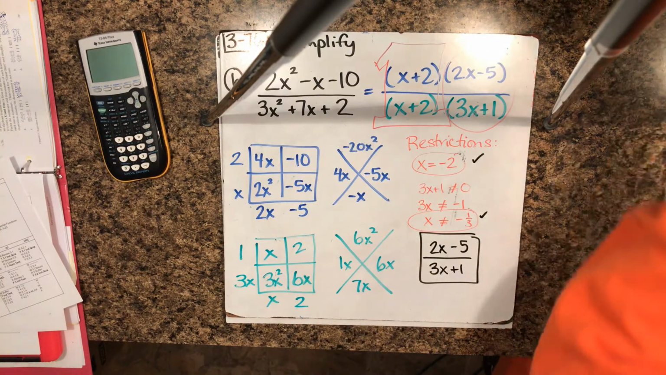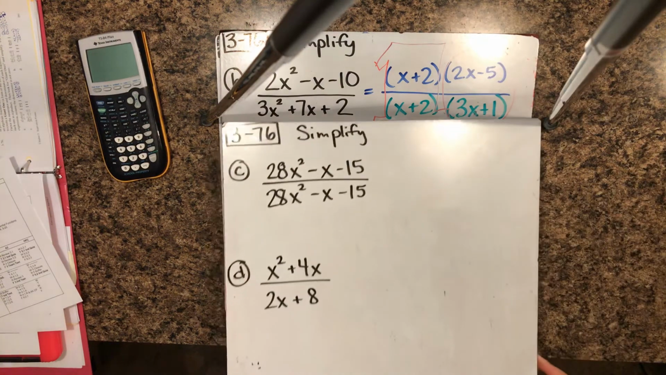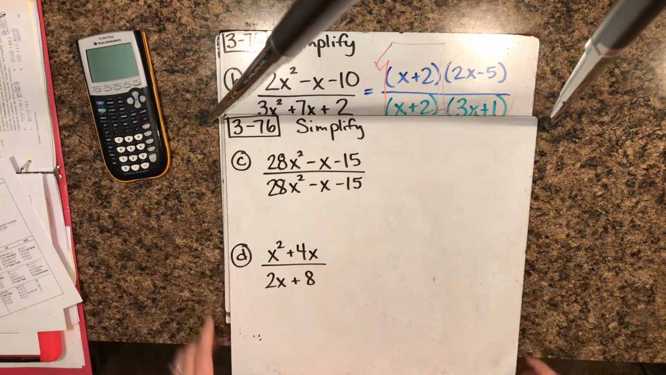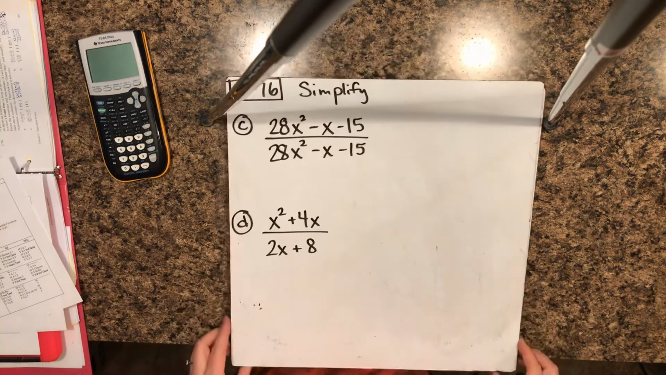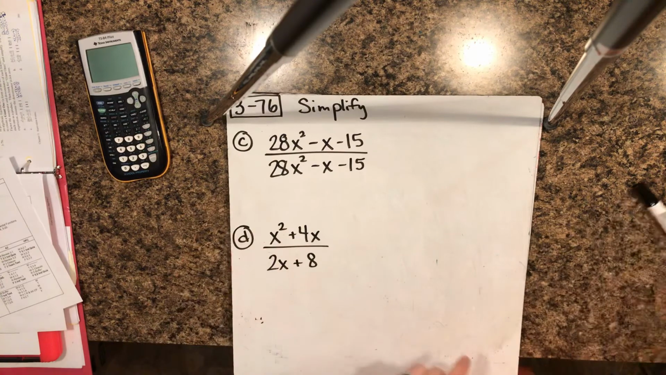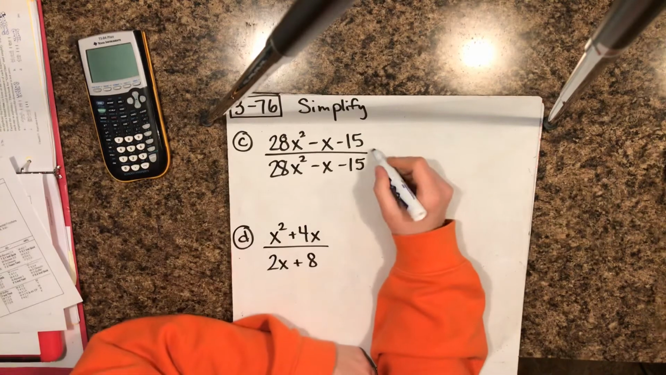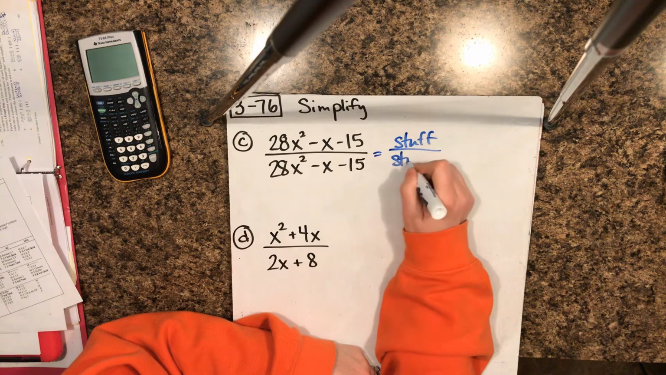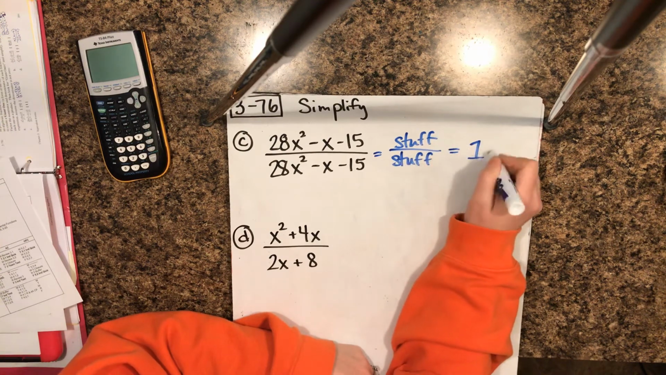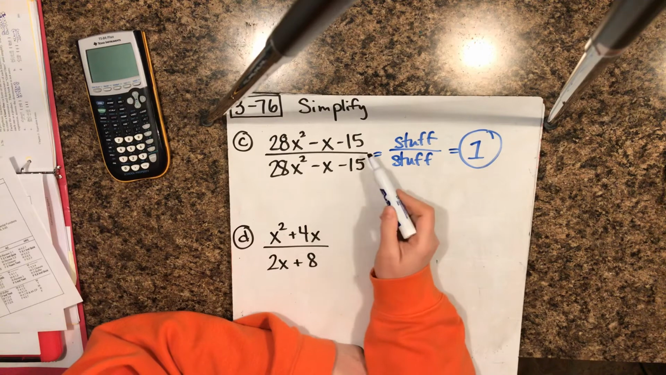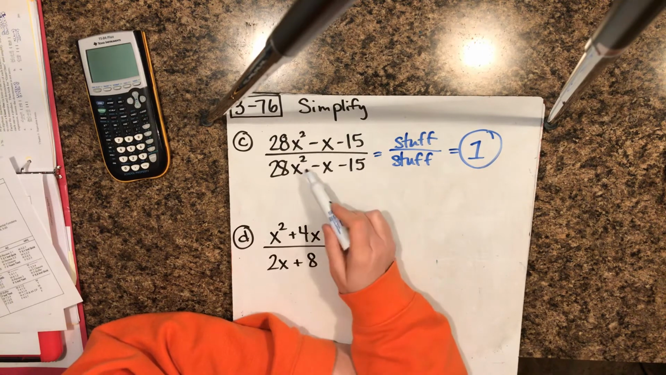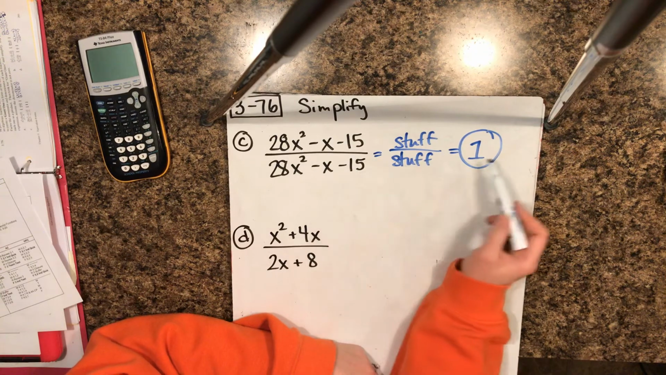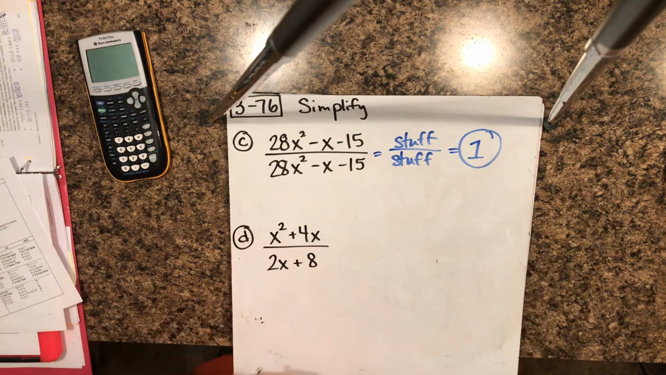All right, part C looks super crazy. Oh my gosh, do we have to factor this? And the answer is no, because the top and the bottom are exactly the same. It doesn't matter what this is, okay? Anything, stuff, divided by the exact same stuff is always equal to 1, okay? It's exactly the same on the top and the bottom. 2 million divided by 2 million is 1. Any kind of number you have divided by itself is equal to 1. So that one was actually easy.